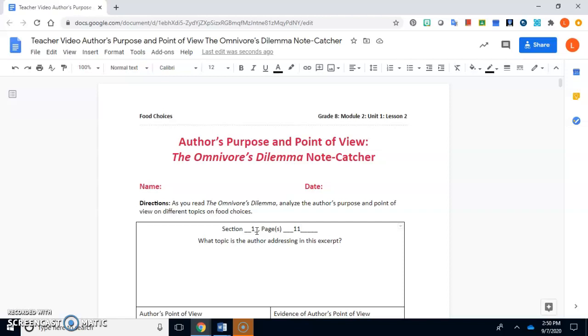So if we focus on this sentence that specifically says, but I found I was going crazy from worrying about food. So the first thing that you want to think about is, okay, well, what topic is the author addressing in this excerpt? That means, what is he talking about? Well, we know that he's talking about where our food comes from.